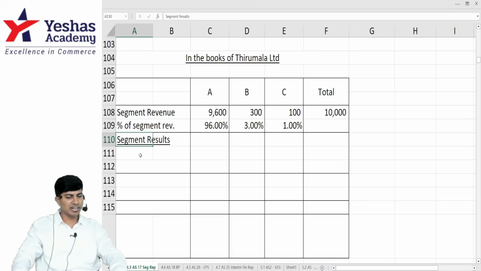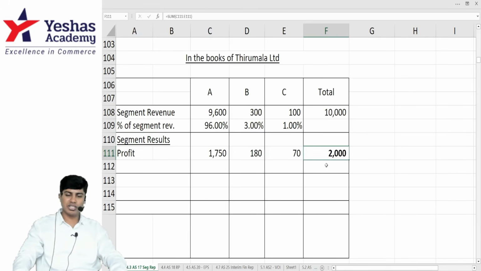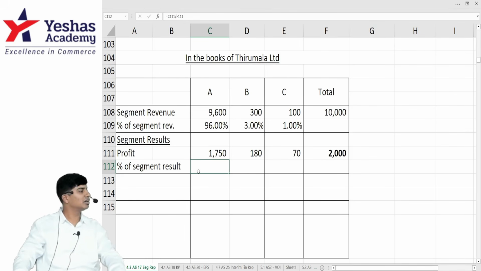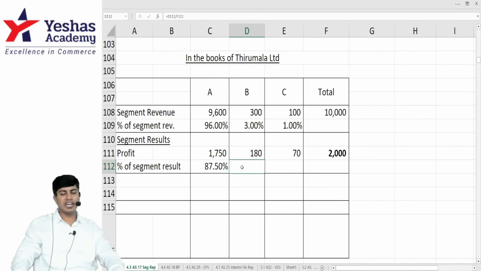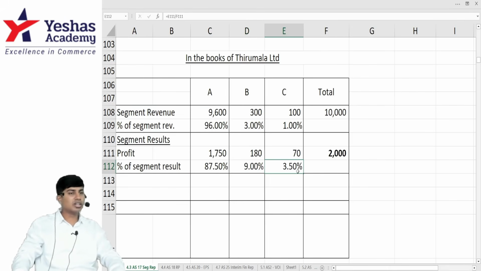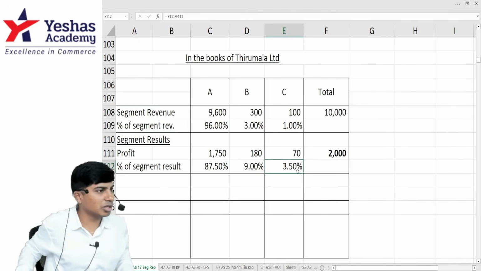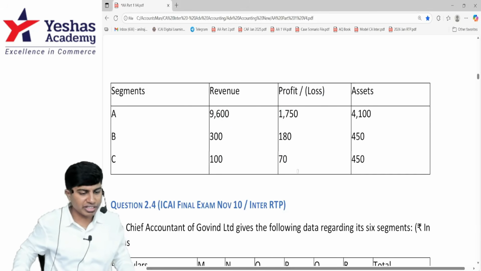1750, 180, 70. Total 2000. Profit or loss, whichever is higher. Loss is 0, so whichever is higher is 2000 only. Percentage will be 1750 by 2000, 87.5%. 180 by 2000. 70 by 2000. Don't come to conclusion. Don't tell which is reportable, which is not. Wait. We will finish the next one also.